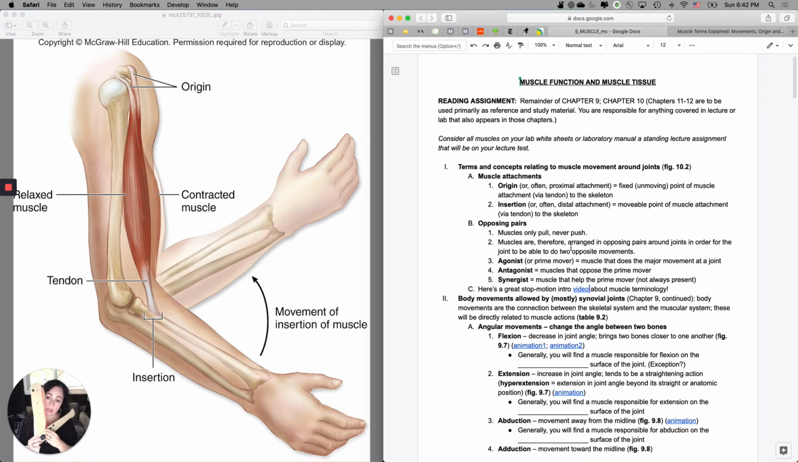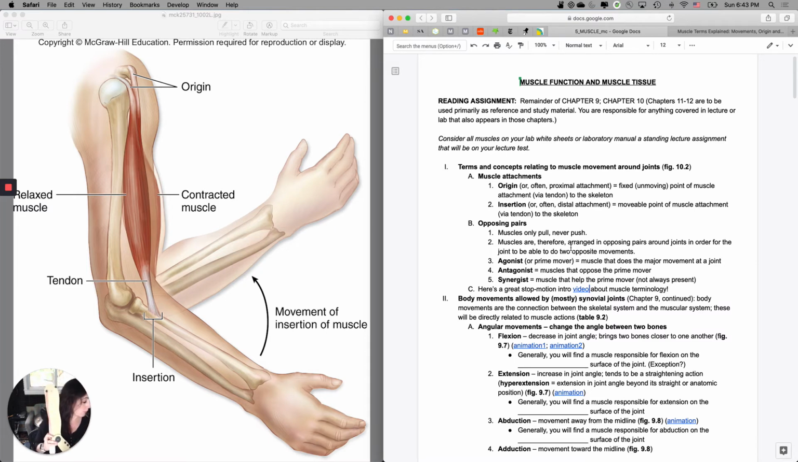never push. If I want the joint to be able to do the opposite thing, what I'm probably going to have to do is put a muscle on the other side of the joint. So that's a different origin, and then I'm going to go down and have a different insertion so that the muscle, when it contracts, will be able to do the opposite thing.